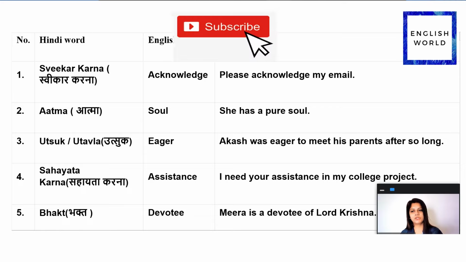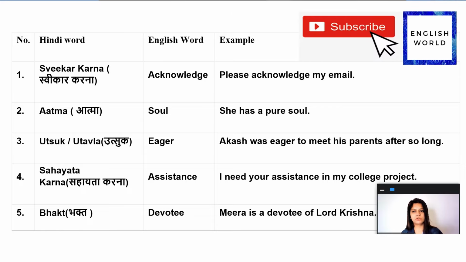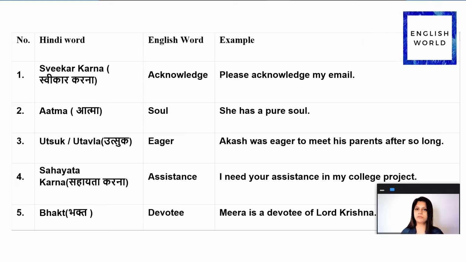Next is utsuk or utavla. For utsuk or utavla, the word is eager in English. We can make a sentence like Akash was eager to meet his parents after so long. That means Akash did not meet his parents, and now when he was about to meet the parents, he was very eager. So speak along with me. Akash was eager to meet his parents after so long.